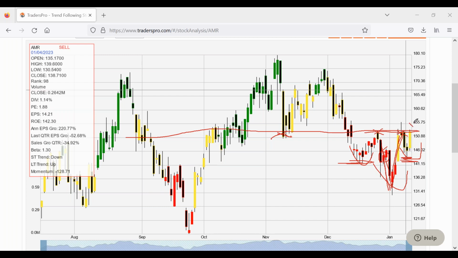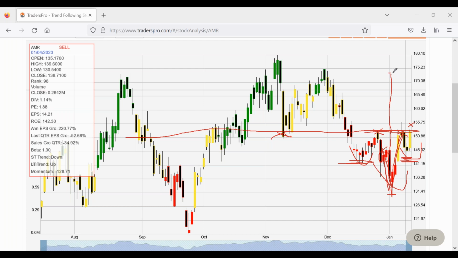If you break that neckline, that's very bullish. Now, you can use this rule of thumb as well. If it breaks out above that neckline right there, you can take the distance of, in this case, the bottom of the head to the neckline. You can project that distance upward. That gives you a minimum target.